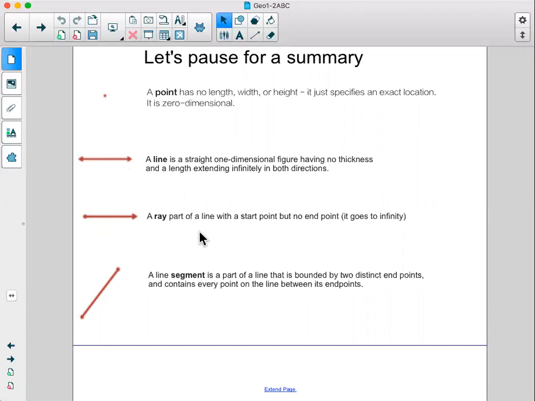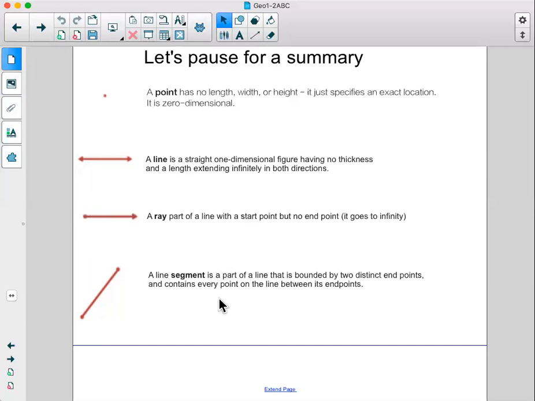A ray is a part of a line that has a definite starting point, but no end point. It goes to infinity in one direction. And when you name a ray, you have to start with the capital letter for the end point, and then you can use any other point, capital letter, for any other point it passes on its way to infinity. And then you put the ray symbol above it with just one arrowhead.